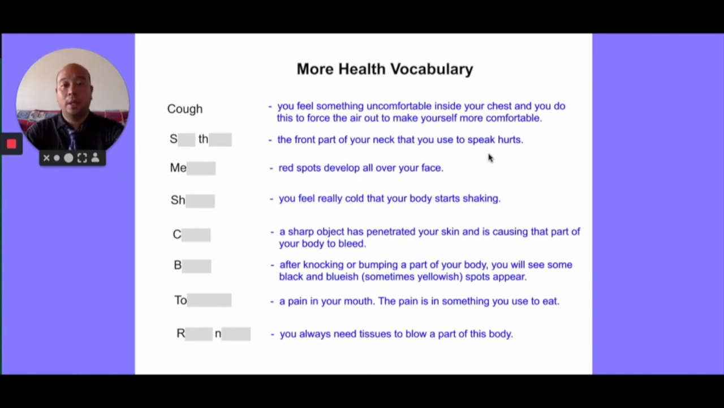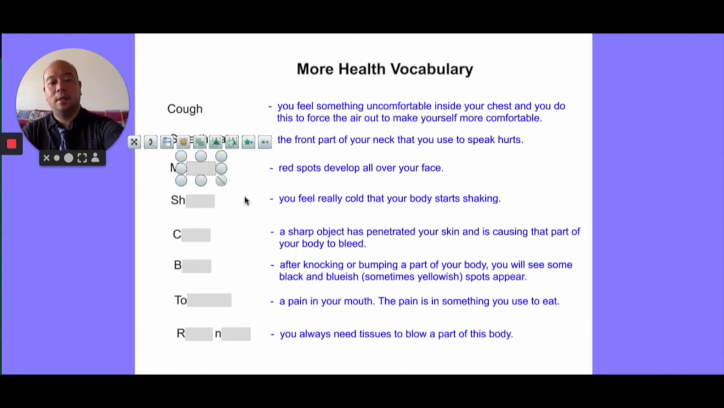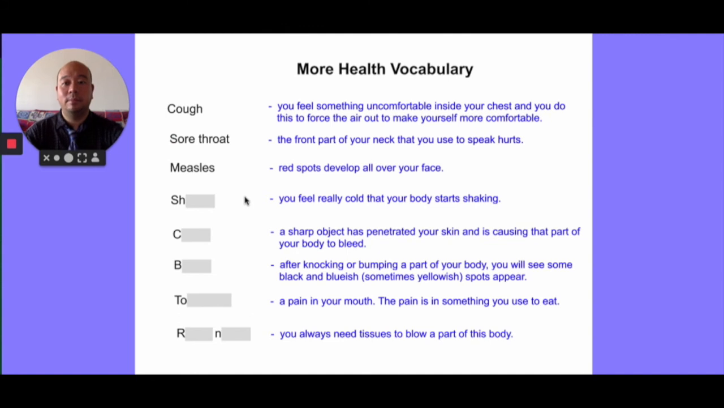The next one, the front part of your neck that you use to speak hurts. So this area here, this area hurts. This means you have a sore throat. Red spots develop all over your face. Can you remember this one? You have red spots all over your face. This is measles. Measles.